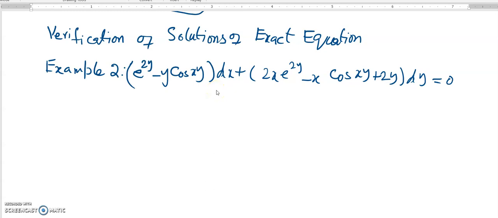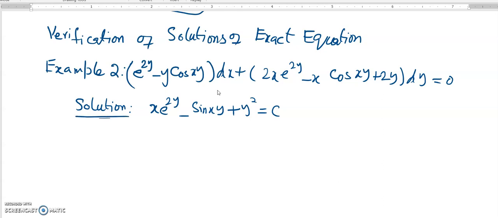And we found its solution to be x e^(2y) - sin xy + y^2 = constant. So in fact, it was an implicit solution. For this implicit solution, if we want to verify it, the simple method is to differentiate it with respect to x and y.